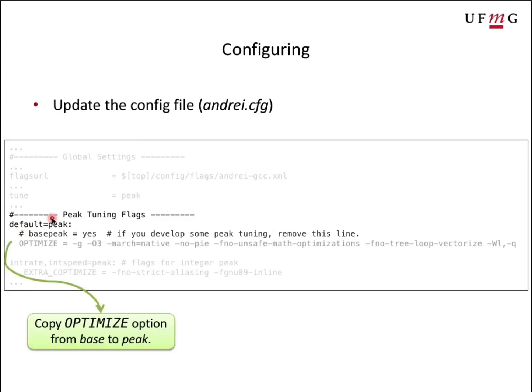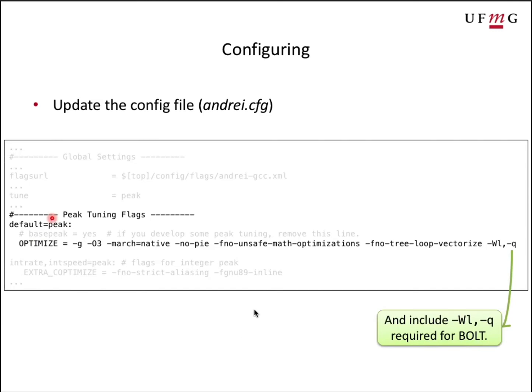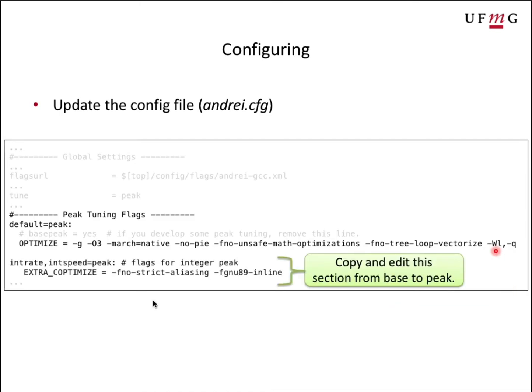Then we add the optimize, and here I just copy the optimization flags from base, and then I included the linker, the bolt optimization that's required, the compiler flag that's required for bolt. And I had to also copy this section here because if we don't, the benchmarks just don't compile. So we need to compile all of them with the int rate and speed with these 2 flags. They have this for base too, so I just copied.